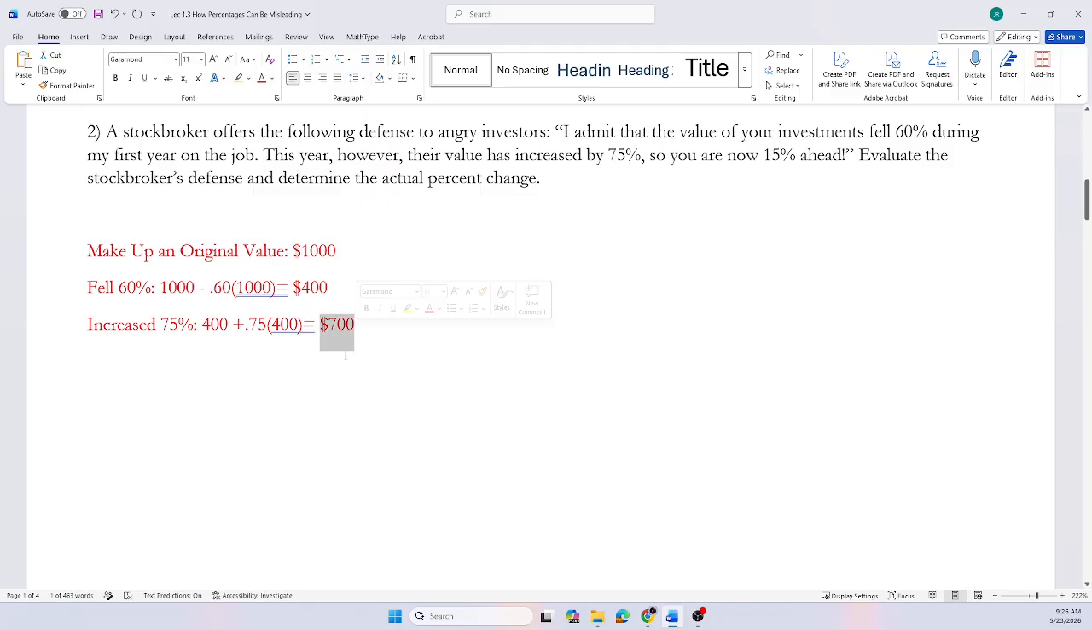So if you go down by 60%, then up by 75%, you're still going to be operating at a loss, actually, which is kind of surprising. You may not have suspected that. You thought, okay, maybe if I did a 60% decrease then a 75% increase, I'd at least be operating at a profit. Actually, you'd still be at a loss.